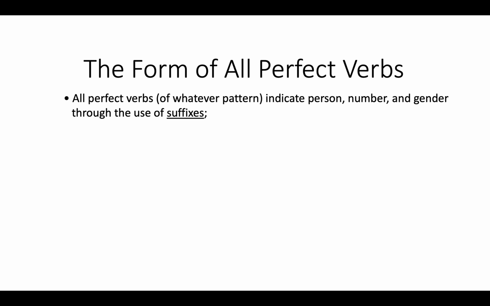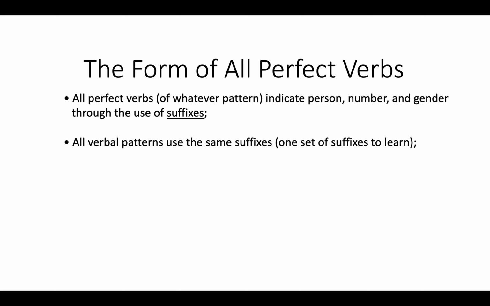So the form of all perfect verbs basically follows root and then suffix. So all perfect verbs indicate person, number, and gender through the use of suffixes. And all verbal patterns use the same suffixes. So if you learn the suffixes and get to be really good at identifying what pronouns they go with, the faster your reading will go and the easier Hebrew will be for you.